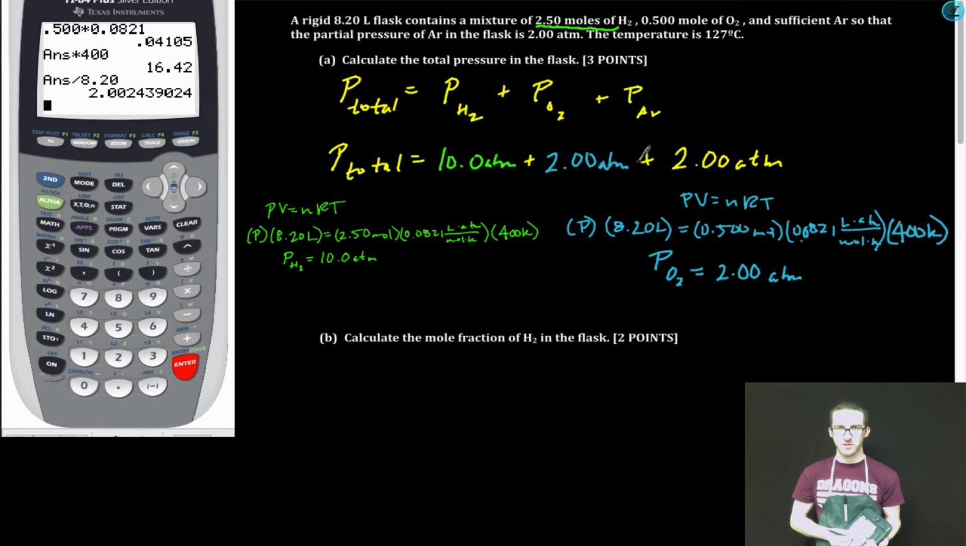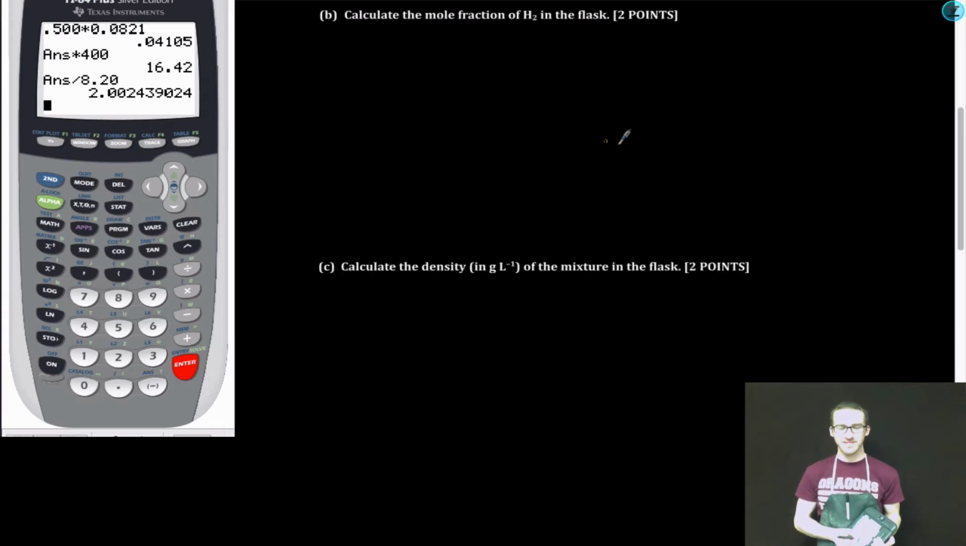So, now that we know the partial pressure of the hydrogen, partial pressure of the oxygen, and partial pressure of the argon, all we have to do is add those together. I'm not even gonna use a calculator. 14.0 atmospheres. Part B. Calculate the mole fraction of hydrogen in the flask.